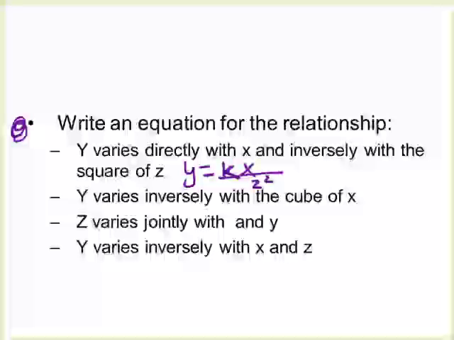You only need 1 k per problem no matter how much other stuff is going on. So we don't need a k for each relationship, but just for the whole problem. So no matter how many different types of things it says go on, we can just have it all be rolled into 1 k. For the next one, y varies, so it'll be y equals.